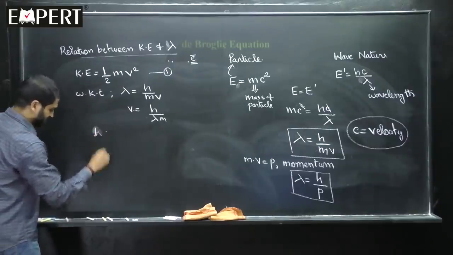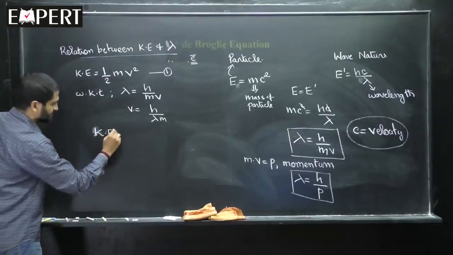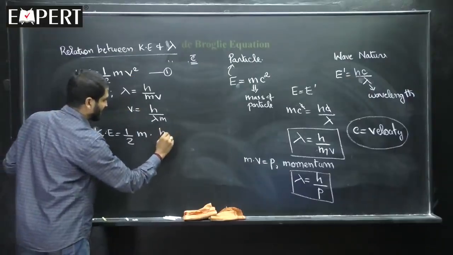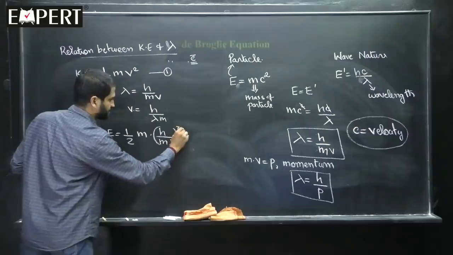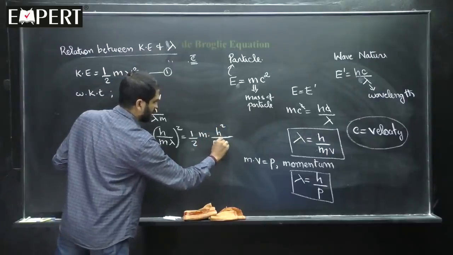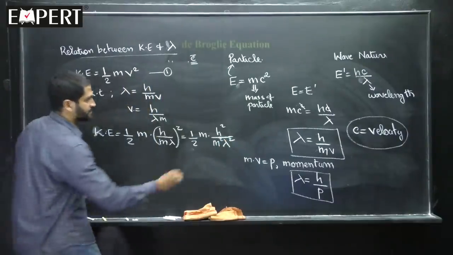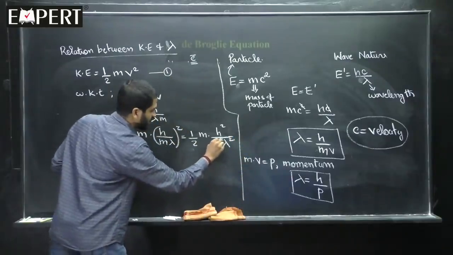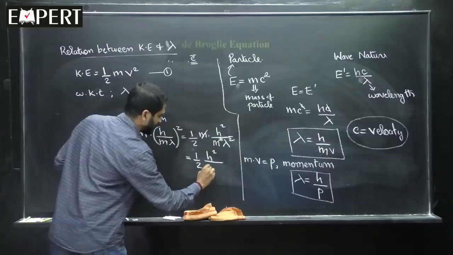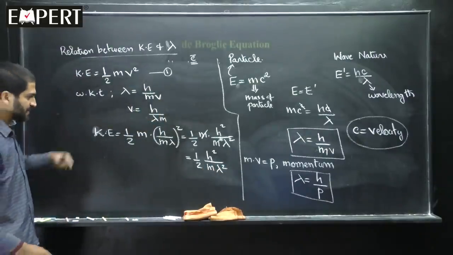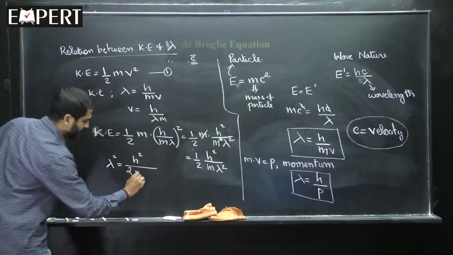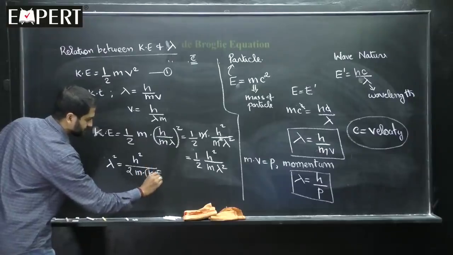Kinetic energy is equal to half into m into h by m into lambda the whole square, correct, which can also be written as half into m into h squared by m squared lambda square, correct. This square and this m will get cancelled. So I will have half into h squared by m into lambda square. This is one expression. But if I need lambda square, it is h squared by 2 into m into kinetic energy or energy.